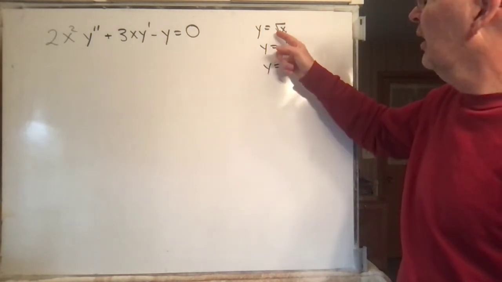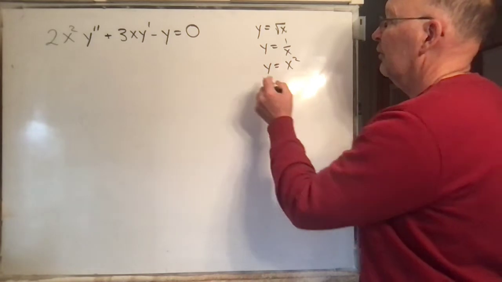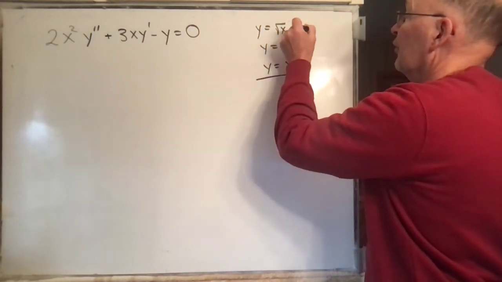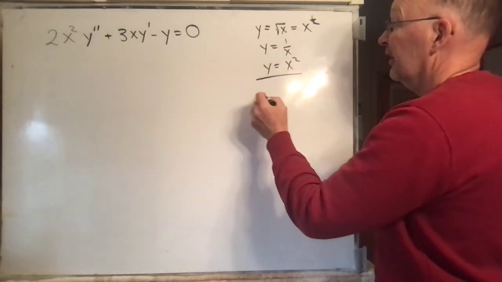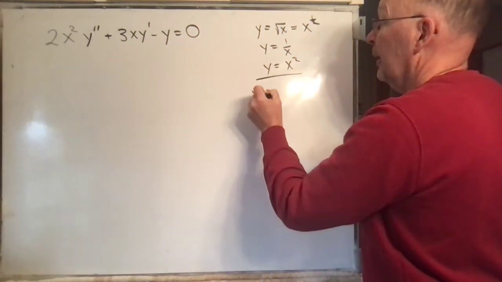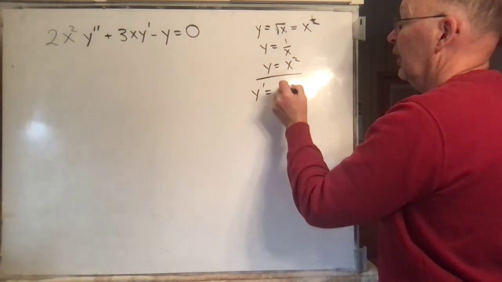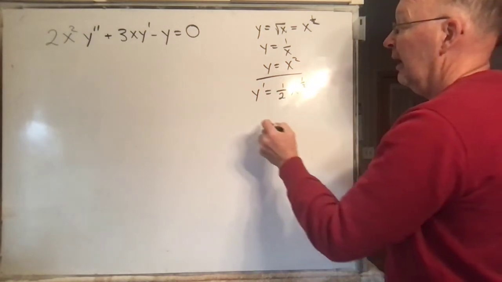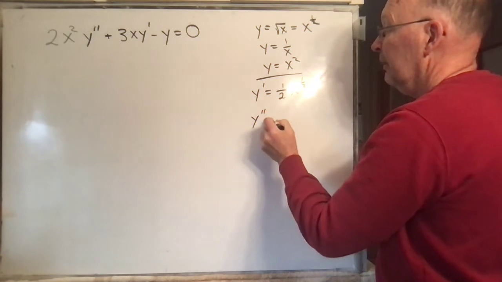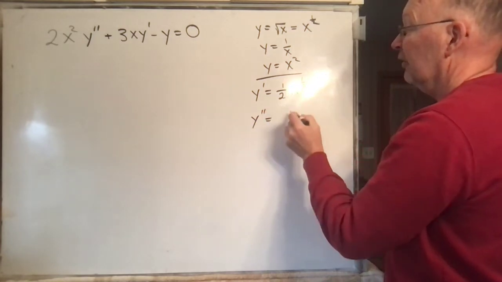So square root of x. In order to do that, I'm going to first of all write that as x to the 1/2 power. And so now let's take the derivative. I'm going to write y prime is equal to what? 1/2 x to the minus 1/2 power. And then y double prime is going to be what? You bring this down, you're going to get what?